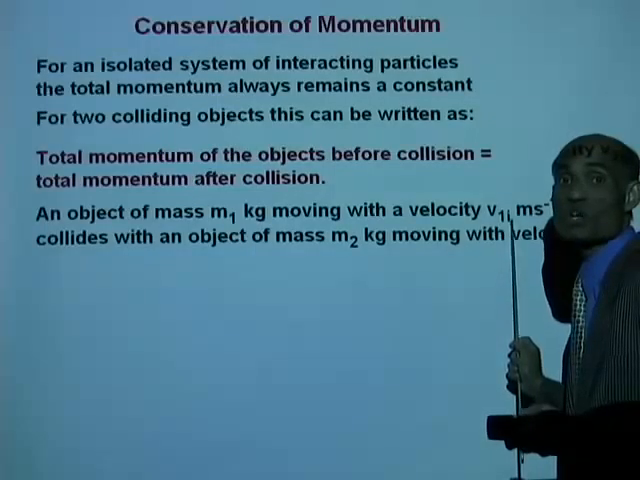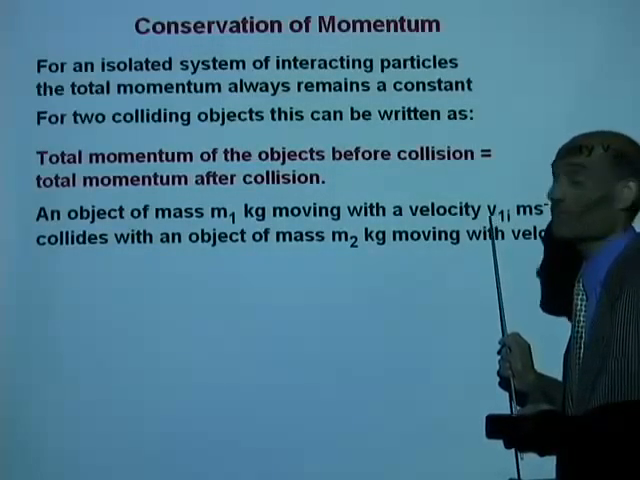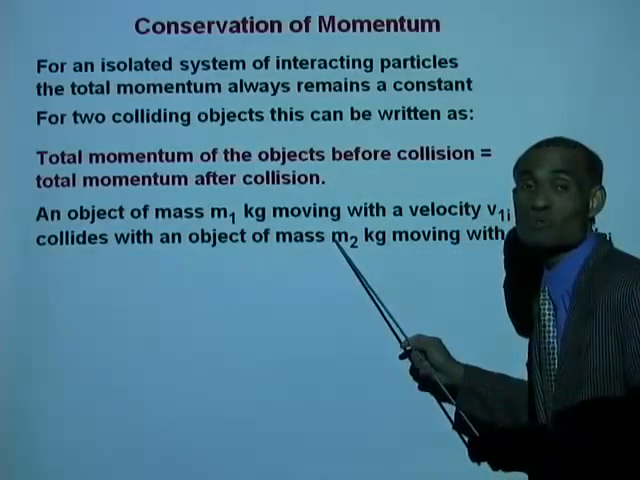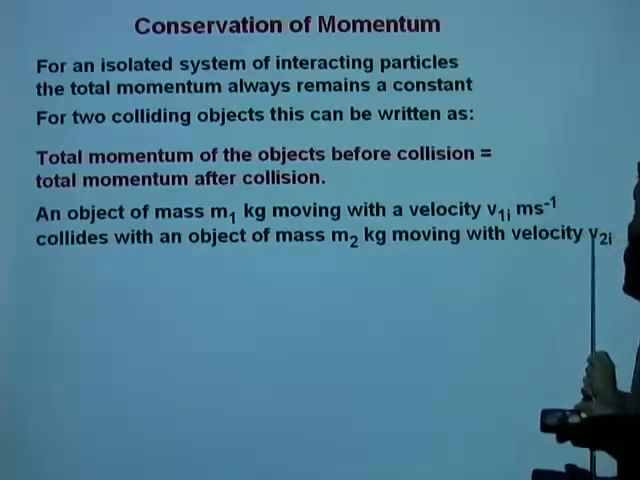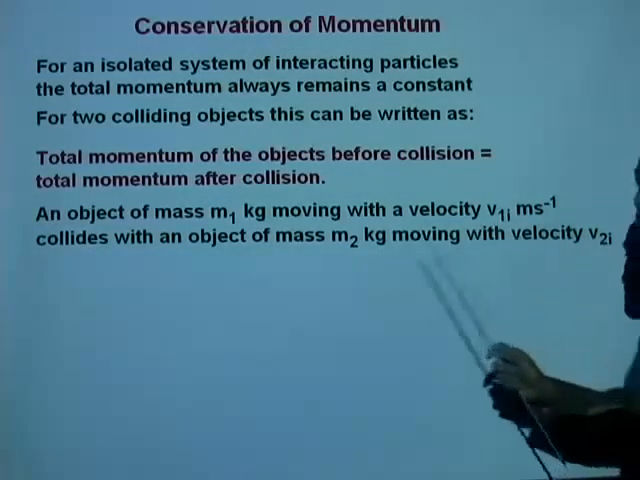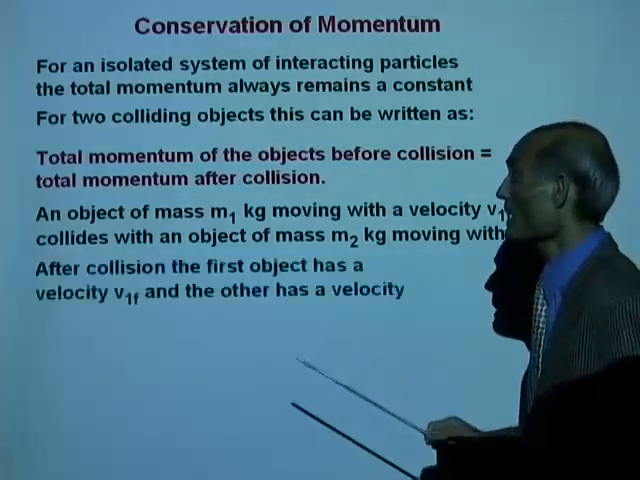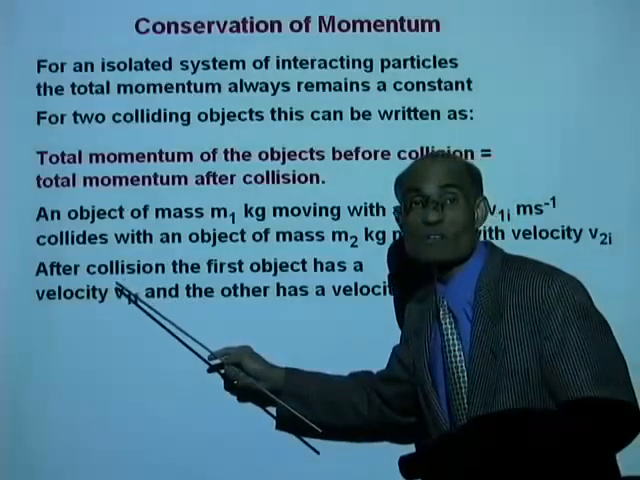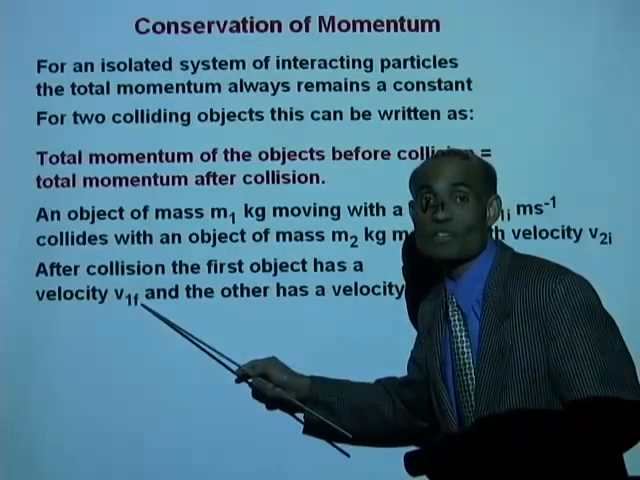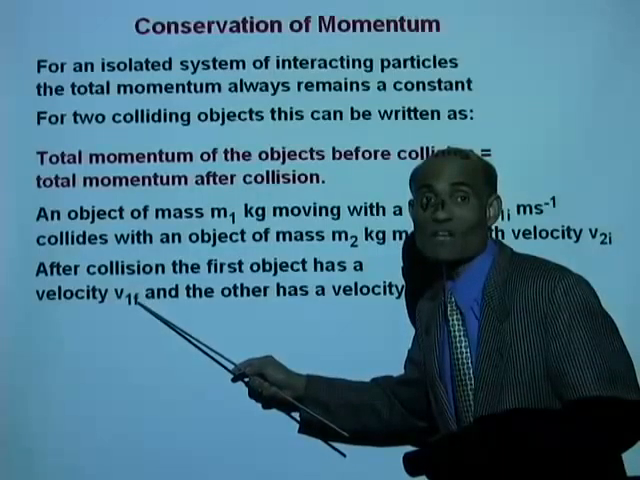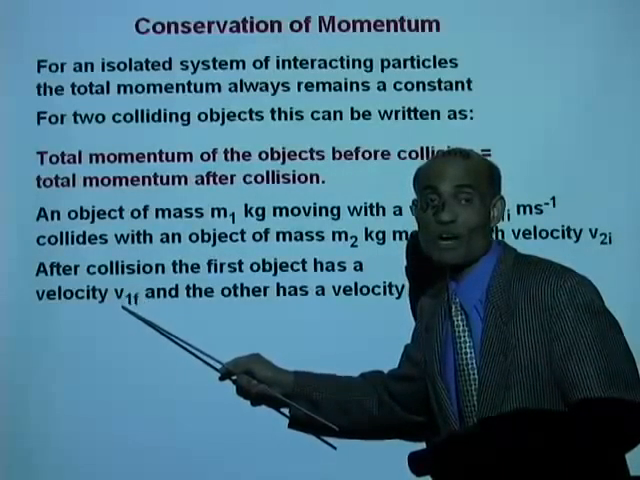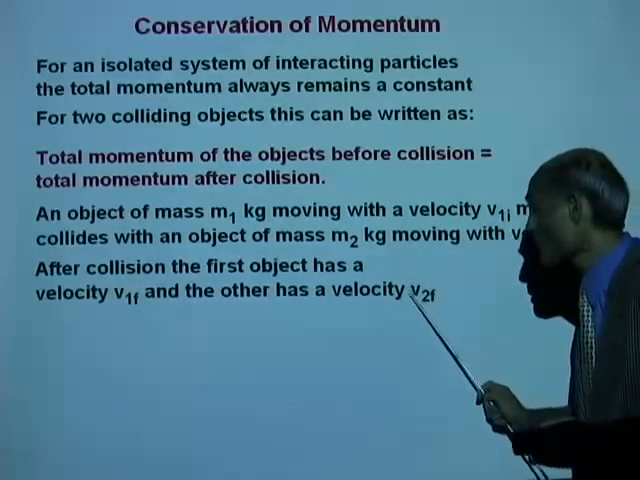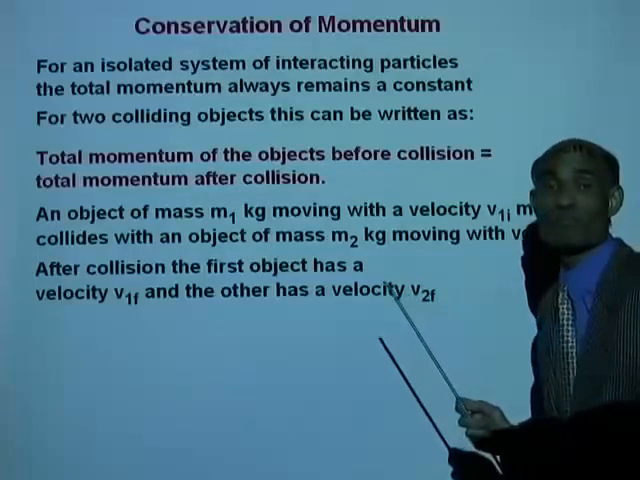v1I is the initial velocity of object 1. And it collides with an object of mass m2 moving with a velocity v2I, just like the trolleys I just showed you. And after collision, the first object has a velocity v1f. Watch that again. What does it stand for? Final velocity of the first object. And the second object after collision has the velocity v2f.